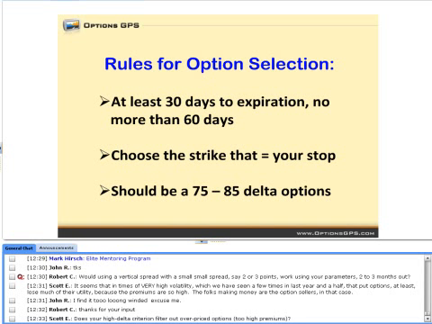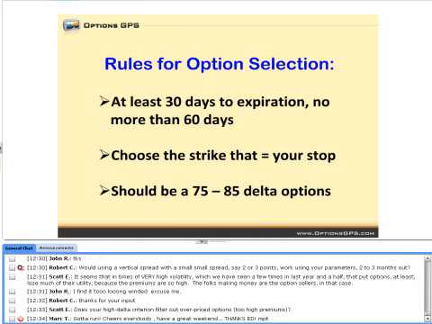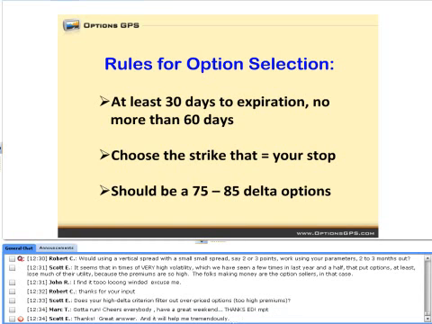Does your high delta criterion filter out overpriced options? In other words, too high premium? Yes, that's exactly the point. When you're at the money, you have the highest level of extrinsic or time value. As you move deeper into the money, that becomes smaller and smaller. You're welcome, Mark. Have a great day. So yes, the whole purpose of this is to use that higher delta.